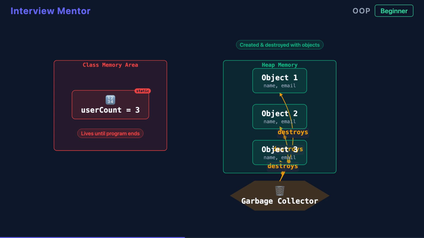The memory difference is key. Static variables are allocated once when the class is loaded, and they live in the class area of memory until the program ends. Instance variables are created every time you instantiate a new object, and they're destroyed when that object is garbage collected. This means static variables persist across the lifetime of your application.